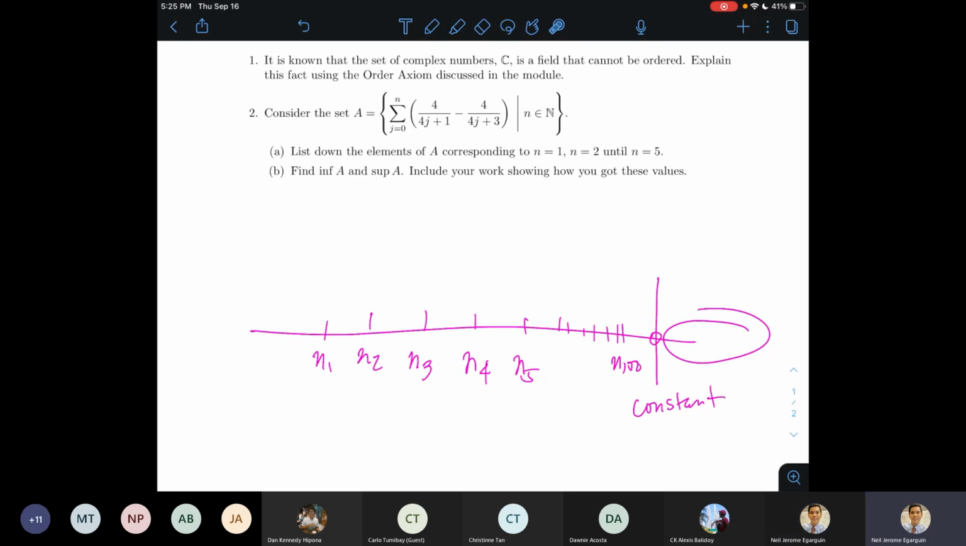Hindi nyo pa pwedeng sabihin na kapag meron ng increasing sequence, mag-converge siya sa supremum. Kailangan pa nating i-prove yun. Pero intuitively, you can find this constant by simply arguing, sir, I noticed that the set is increasing. It is increasing towards a constant. So that means intuitively, that constant to which the terms converge should be the least upper bound or the supremum. Okay? But again, we'll learn more about the infimum and supremum on Tuesday.